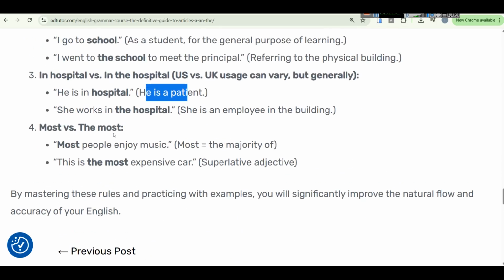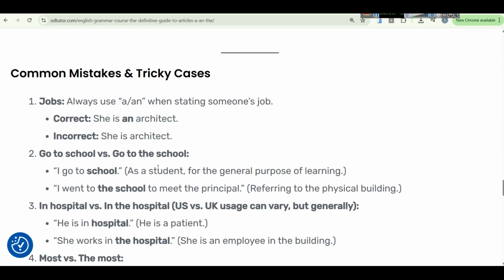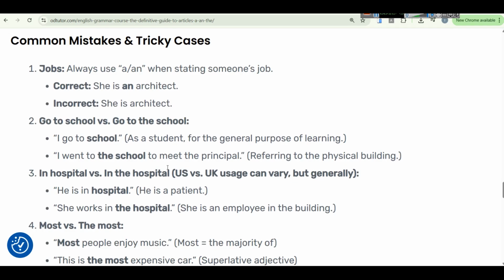Most versus the most. Most people enjoy music. Here most means the majority of. This is the most expensive car. This is a superlative adjective. This is the most expensive car. These are some examples that you can try.